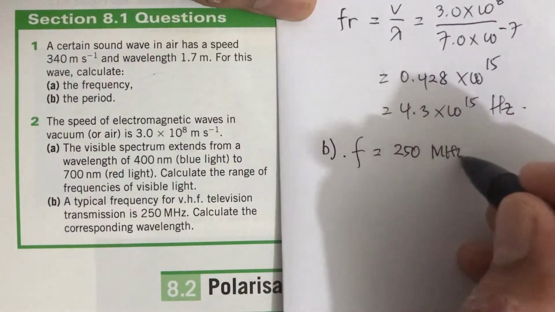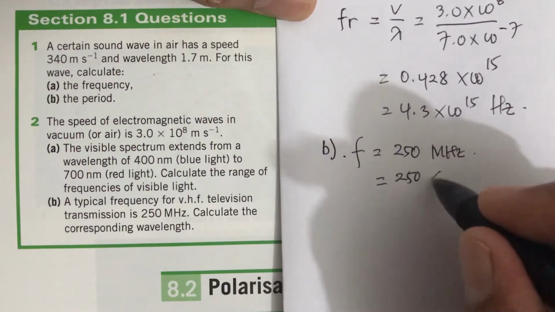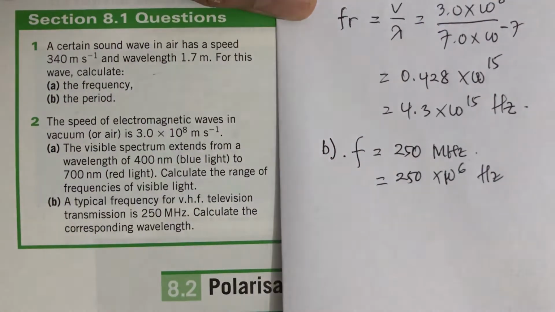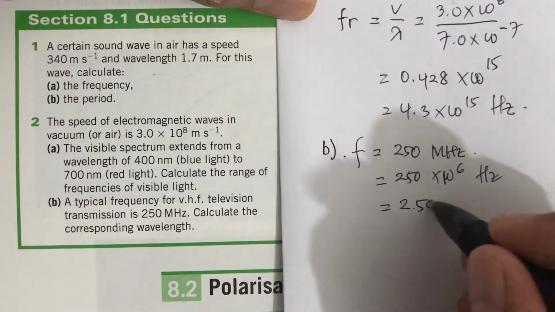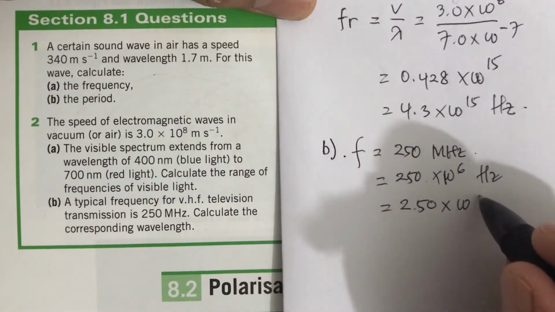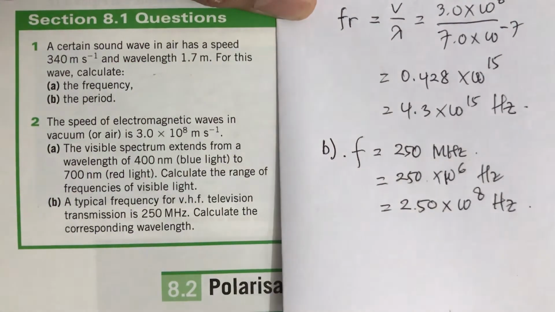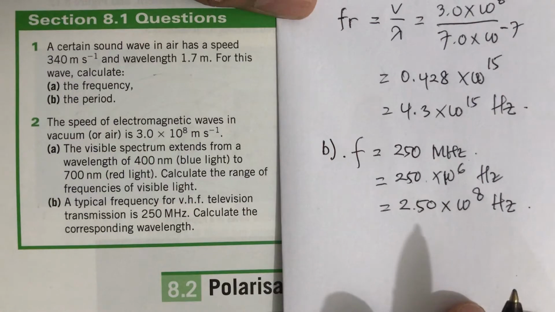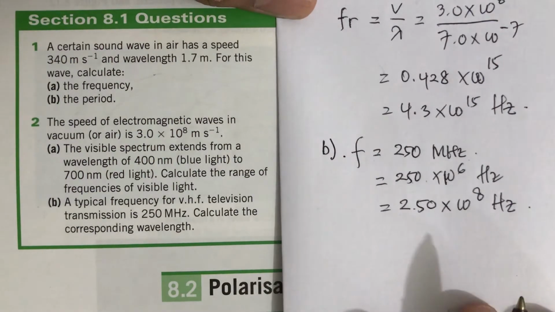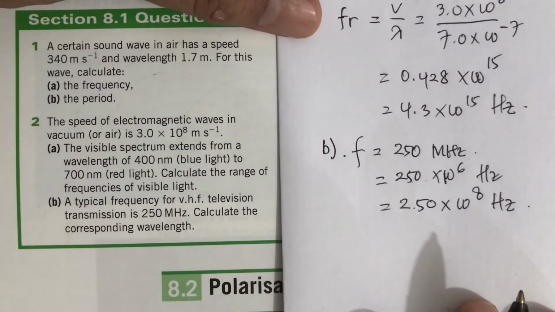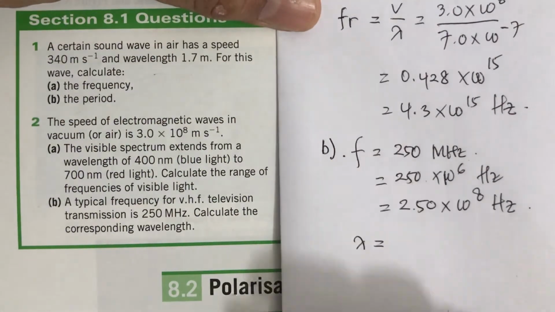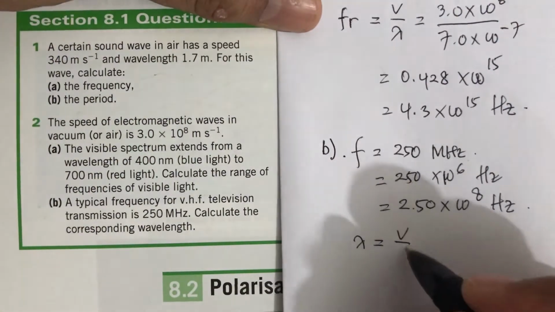250 megahertz. We know megahertz is times 10^6 hertz, so we can say this is 2.5 times 10^8 hertz. Now that we know the frequency, and the speed of an electromagnetic wave is constant, V is 3.0 times 10^8 meters per second. So lambda is V over f.